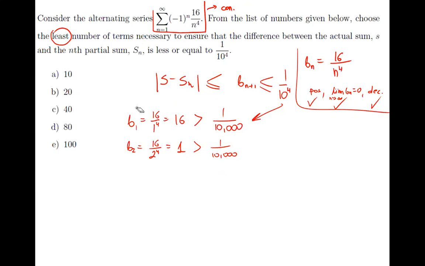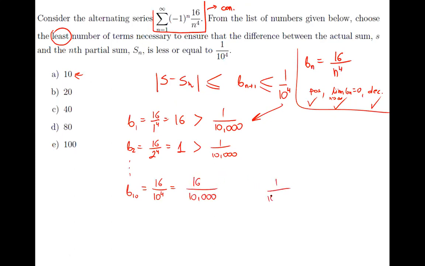Let me stop, because I'm not going to do b sub 3, b sub 4, b sub 5, since those terms are still going to be greater. I'm looking for the least number, the first term that is less than 1 over 10,000. Looking at the options, they list 10 terms, 20, 40, 80, 100, so we don't have 1, 2, 3, 4. I can test this number first. Let's check b sub 10, the 10th term: 16 over 10 to the power of 4, which is 16 over 10,000.